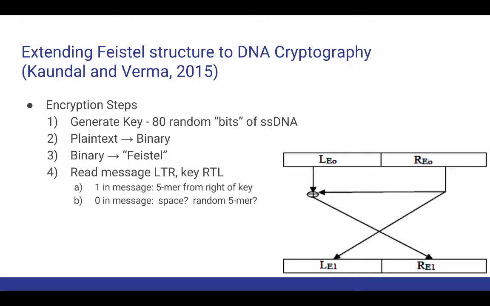And so what you do to encrypt the message is you read from left to right on your message and right to left on the key. When you run into a 1 in the message, you take 5 of those letters from the key and put that in the ciphertext. And if you run into a 0, you either leave a space or you put 5 random numbers or letters from the key. We weren't quite sure because this paper honestly wasn't that descriptive.